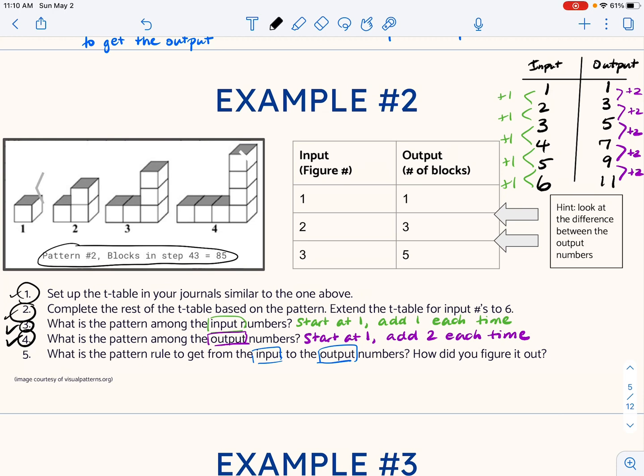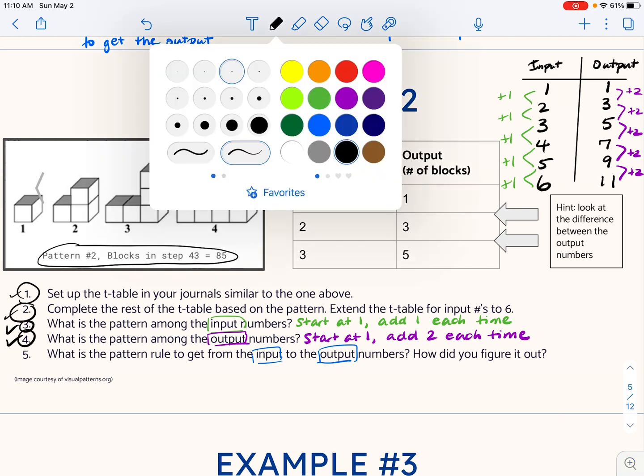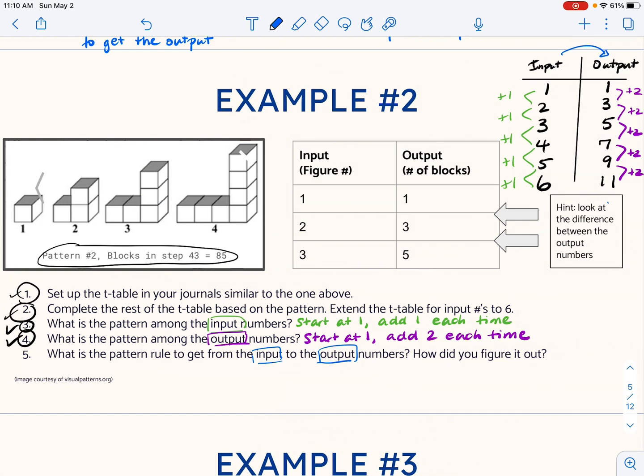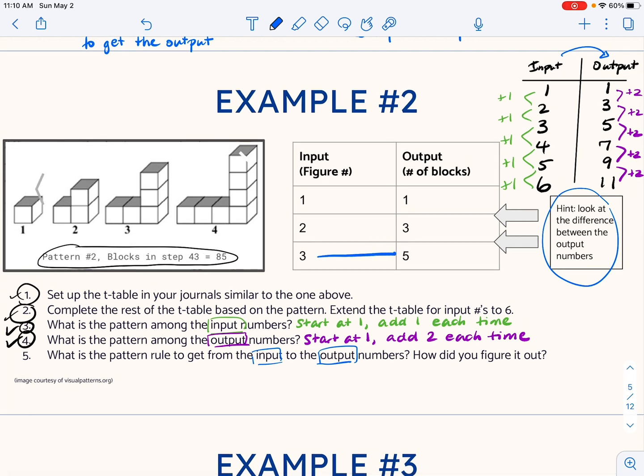Now, we're going to look at number 5. What is the pattern rule to get from the input to the output? Okay, now if you look at the hint here, look at the difference between the output numbers. And now this time I'm going to draw on this t-table here. Maybe it's not as obvious with the input being 1 and the output being 1. But let's look at the input of 3 and the output of 5. If I look at the difference between 3 and 5, it's 2. If I look at the difference between 2 and 3, it's 1. And if I look at the difference between 1 and 1, it's 0. So that's not very helpful.